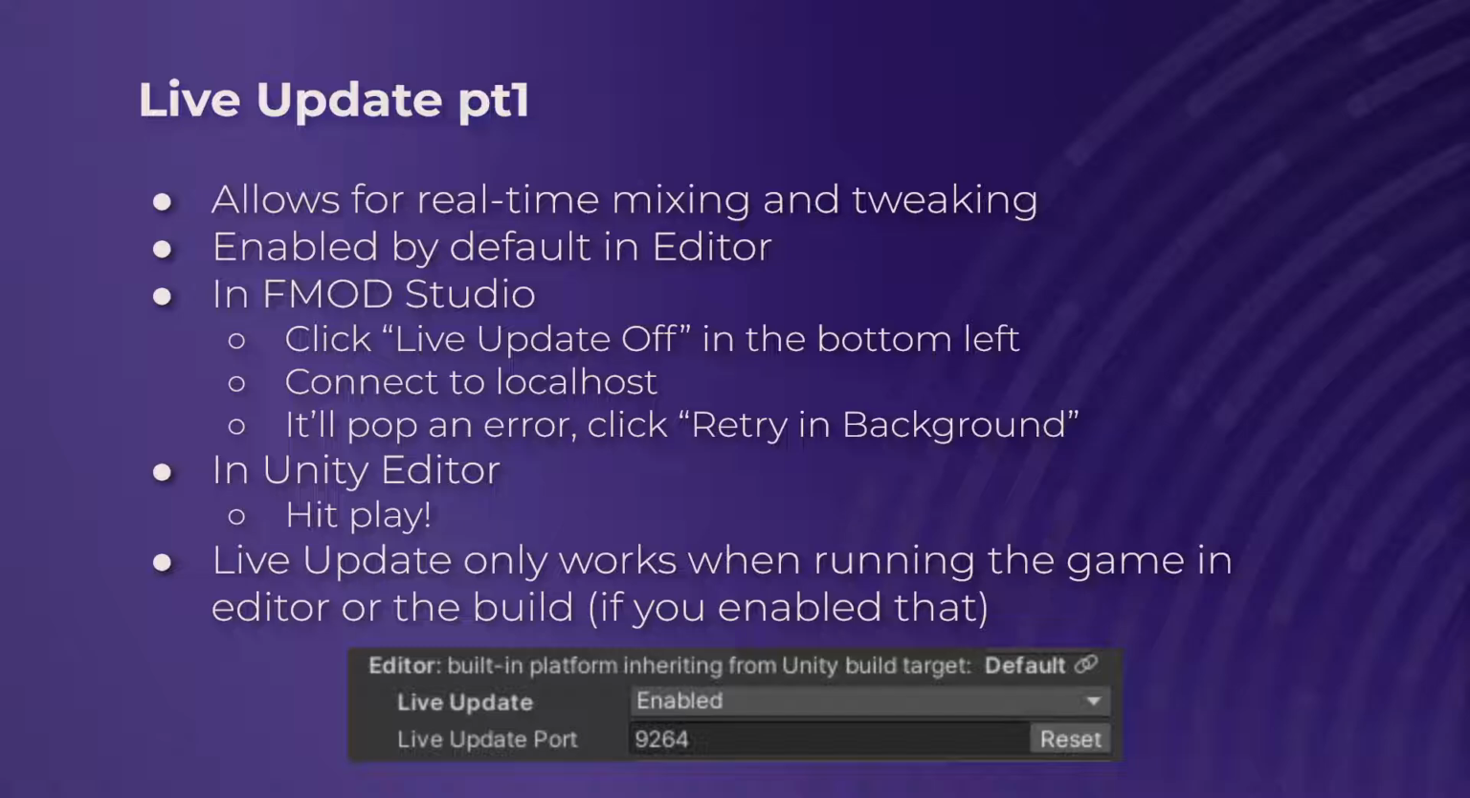But there's just a couple things you got to do for this. In FMOD Studio, you got to click Live Update Off in the bottom. I said bottom left, but it's in the bottom right corner. You click that, it'll pop up with a pop-up, and it'll say connect to localhost. Just click that. You don't need to change any IPs or anything. It'll pop an error real quick and just say retry in background, and then you switch over to your Unity editor and hit play. It is as simple as that.